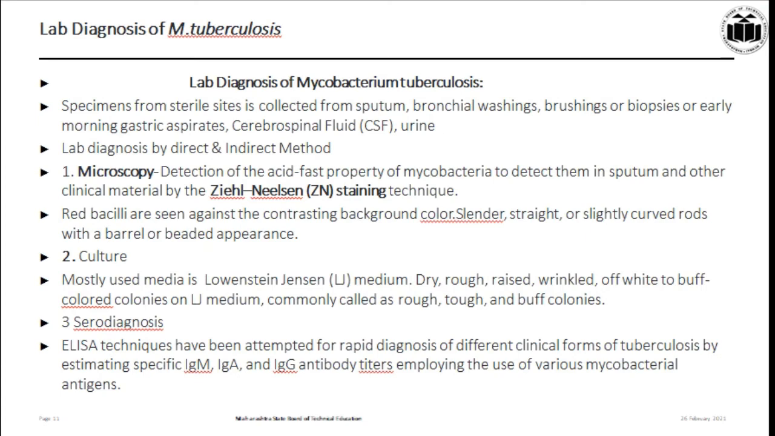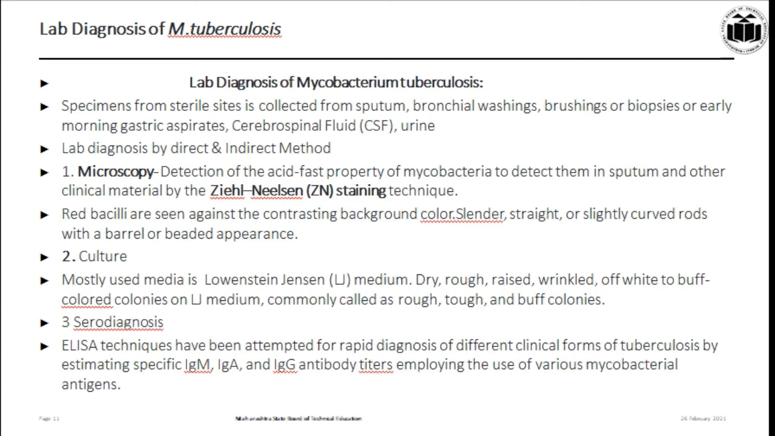The media used is Lowenstein-Jensen media, where when you inoculate this sample, you will get a dry, rough, raised, wrinkled colony, which is commonly called rough, tough and buff colonies on Lowenstein-Jensen's media.